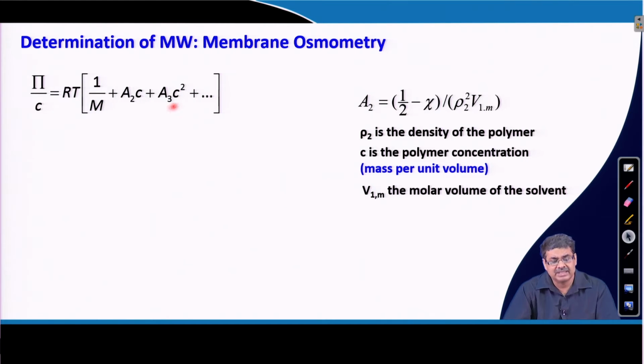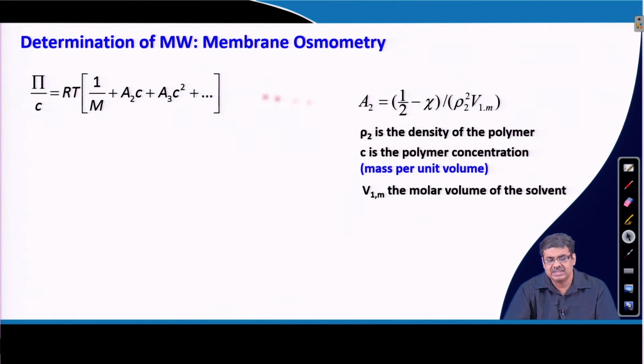we will always express this concentration in terms of mass per unit volume. So, it is basically a mass concentration, not mole concentration or number concentration. Please note, this is very important: when you are talking about these polymer solutions and related properties, we are talking about mass per unit volume.